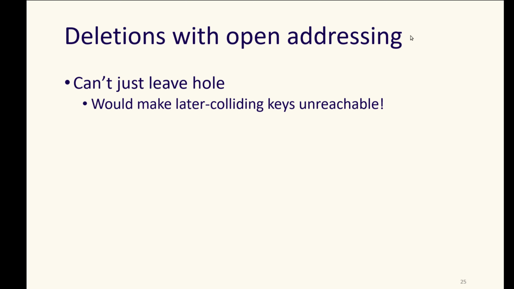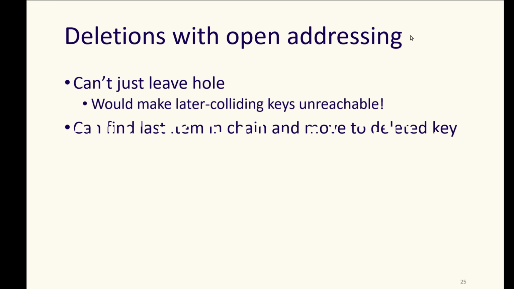So if I deleted and I left empty spaces there, I'll find that empty space too soon, and if there was something else that mapped to 5 that I had to put later based on my probing, then I won't find it anymore. There are some solutions to this. We can find the last item in the chain and move it to the deleted key, so we keep following to find the last thing that would have come from my probing on index 5, and I just move that to the space of the thing I'm going to delete. That takes work, though, so that could be a bit of a problem.